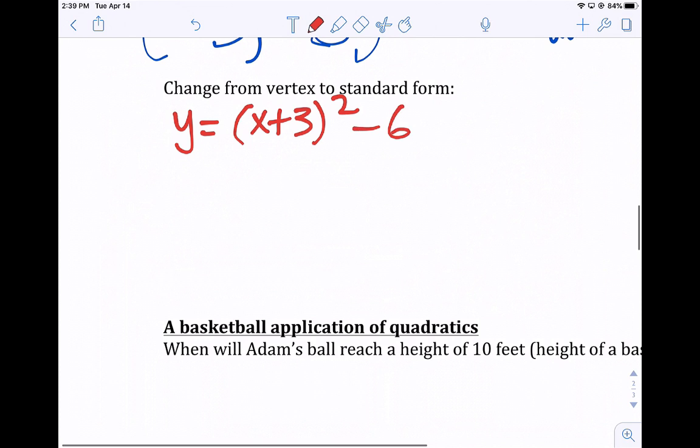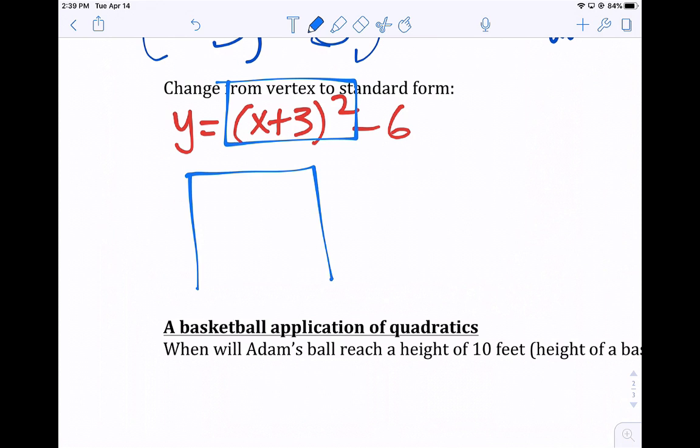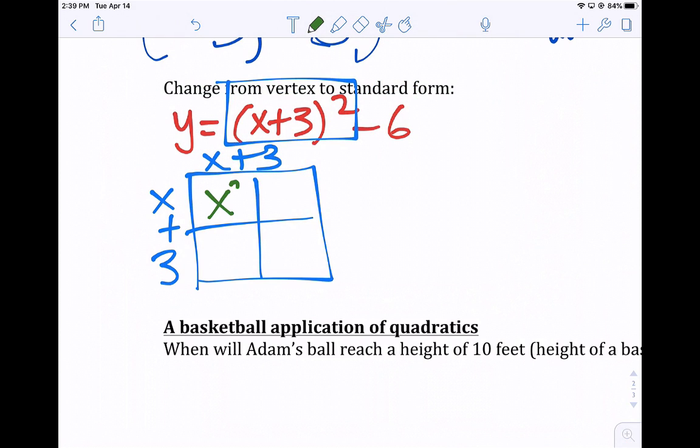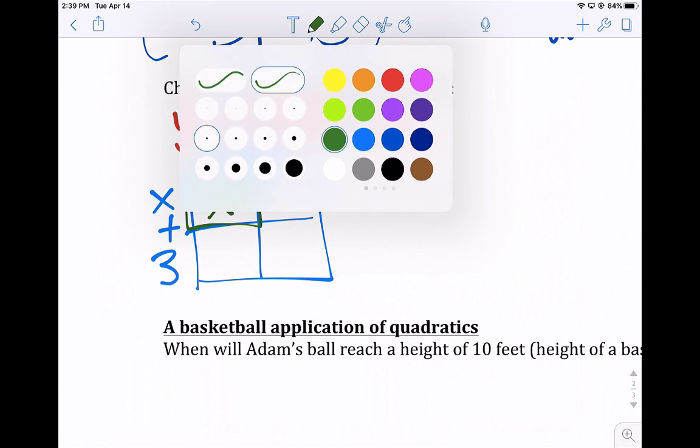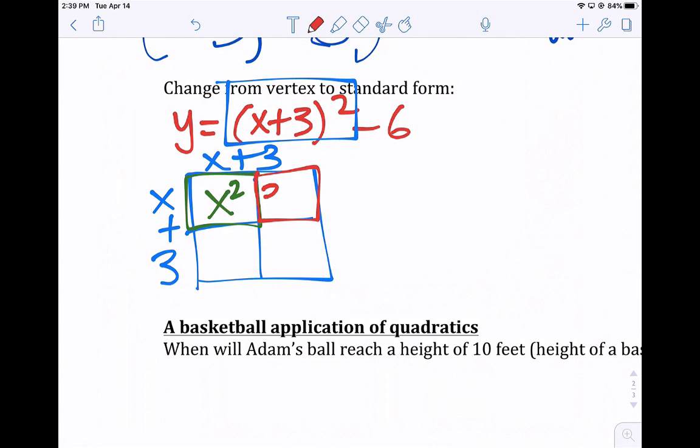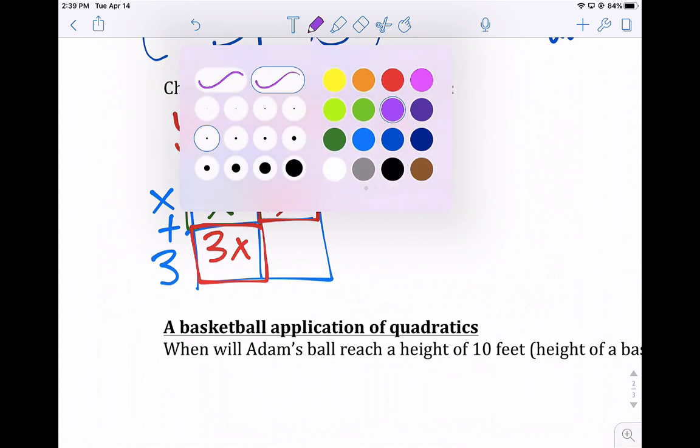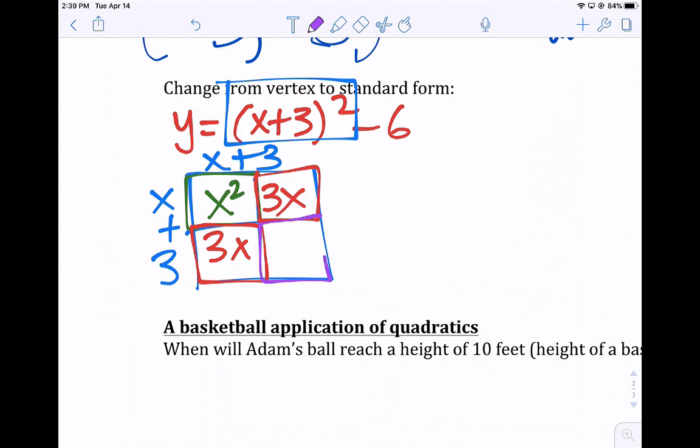minus 6. Okay, and to multiply this out, we use order of operations, so we're going to start with the squared first. X plus 3 squared means x plus 3 times x plus 3. We're going to get the inside of the box. So this first box will be x squared. My next box will be 3 times x, which is 3x, and this box happens to be the same. And then our last box here is 3 times 3, which is 9. And so we have x squared plus 6x plus 9.